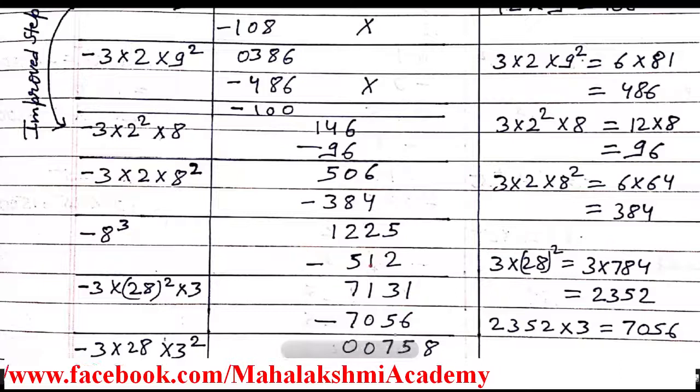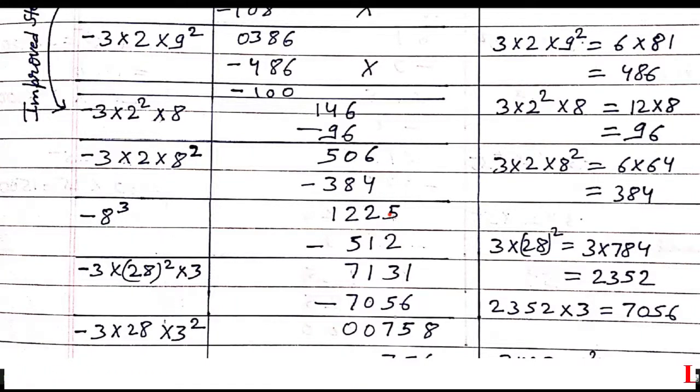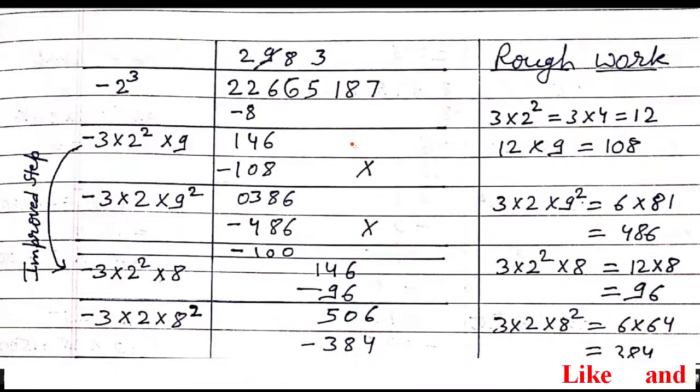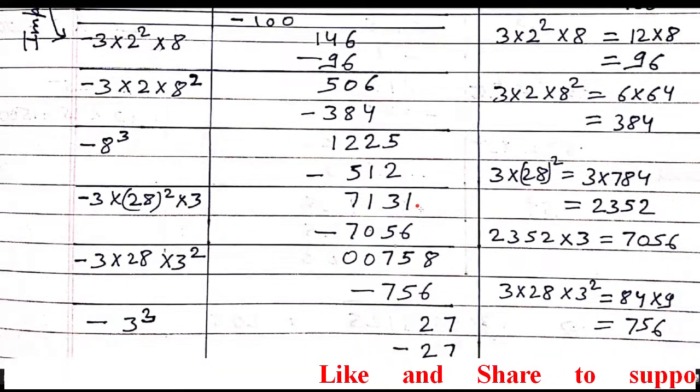So 8 cube is 512. Subtract it, you will get 713. Now you have to copy a number from the top. So in the previous step you copied 5. So we will see after 5 which digit is there. So after 5 we have 1. So just write down here 1.